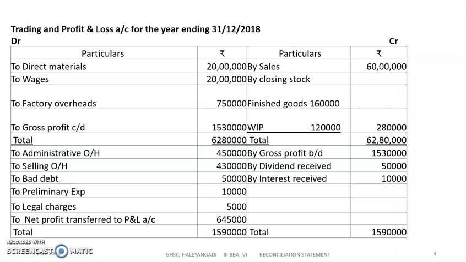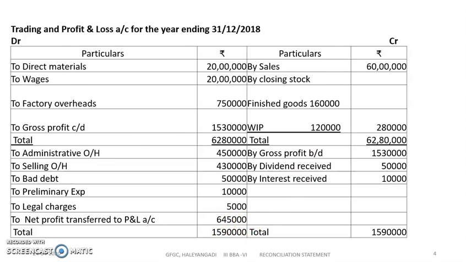Just see the profit and loss account now. See, I've just put those entries here now. Material, wages, factory overheads, by sales, closing stock of finished goods and work in progress. So it gives a gross profit of 15,30,000. And then again we debit all the expenses to the profit and loss account and credit the incomes. Okay, this is how we prepare. So the net profit as per the profit and loss account is 6,45,000.